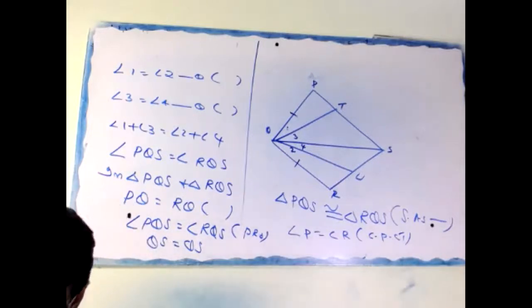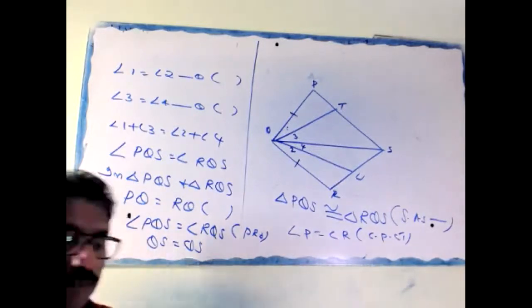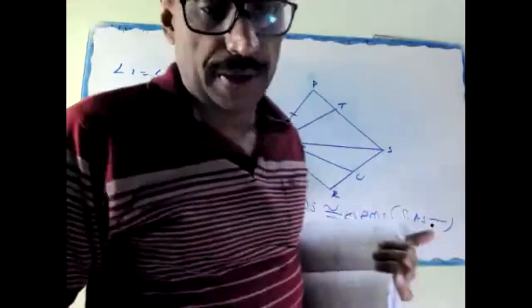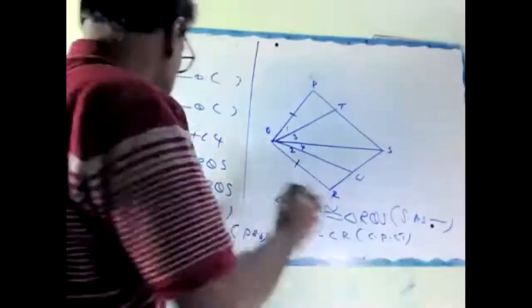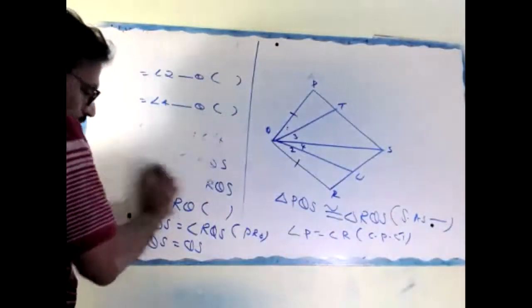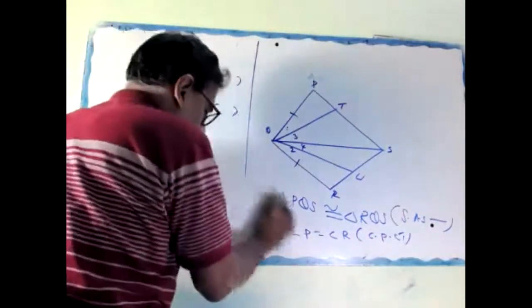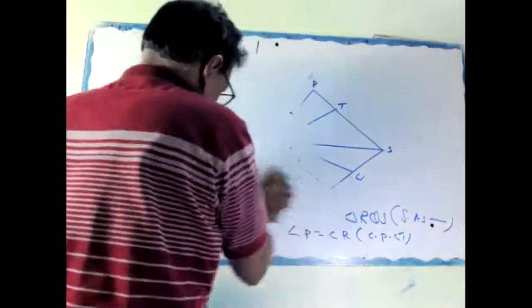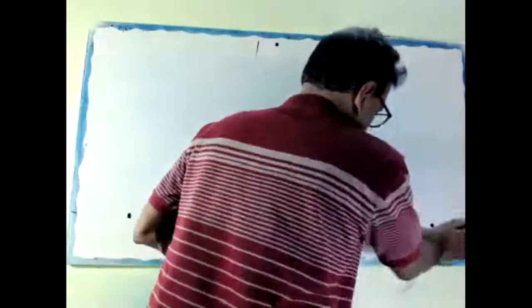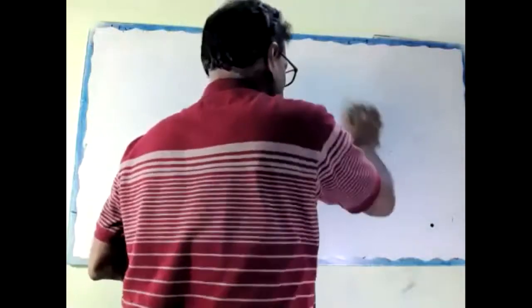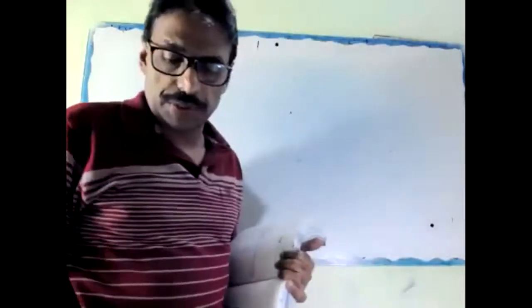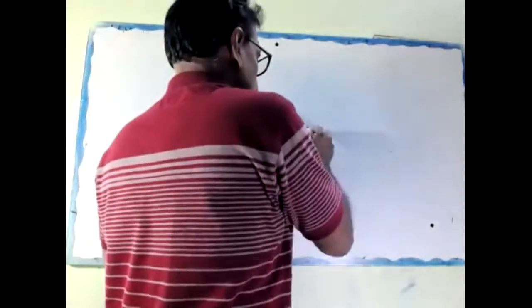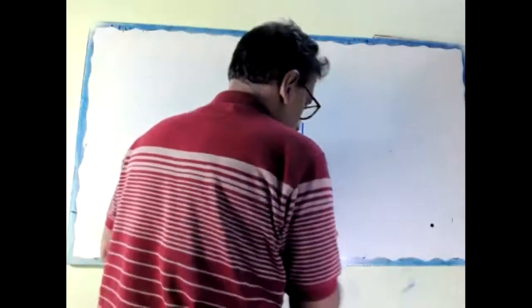Okay. So next question. In figure, PQRS is a square. SRT is an equilateral triangle.